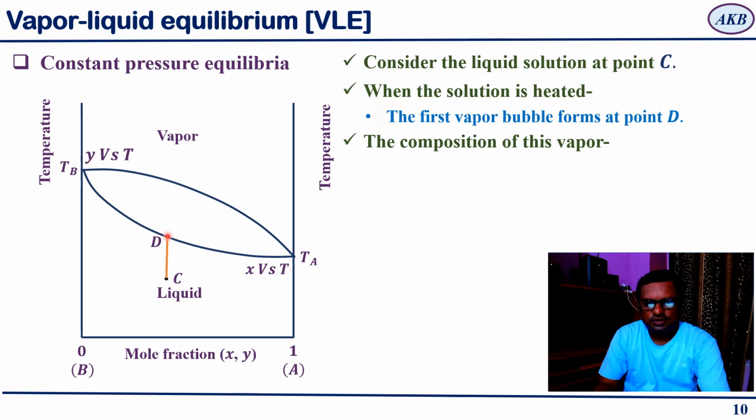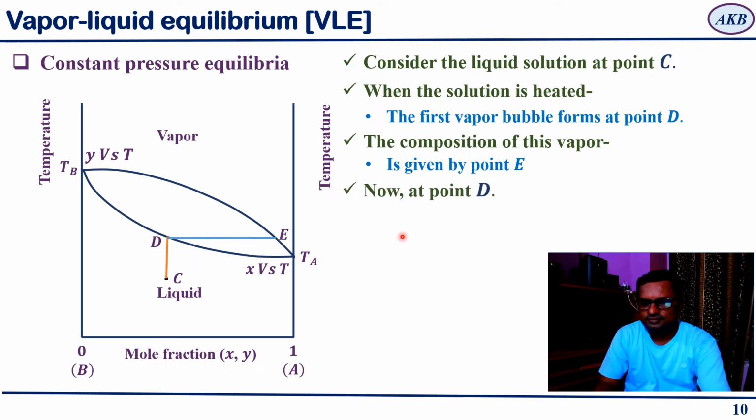The composition of the vapor that is formed over here is given by point E. Where is that point E? That point E is lying on the upper curve. You just understand the significance of these two points. In the heating process, the first vapor bubble appears at point D. Its composition in the vapor phase is given by point E that is lying on the upper curve.